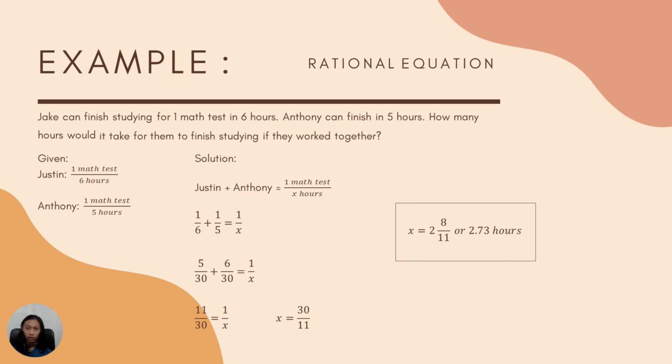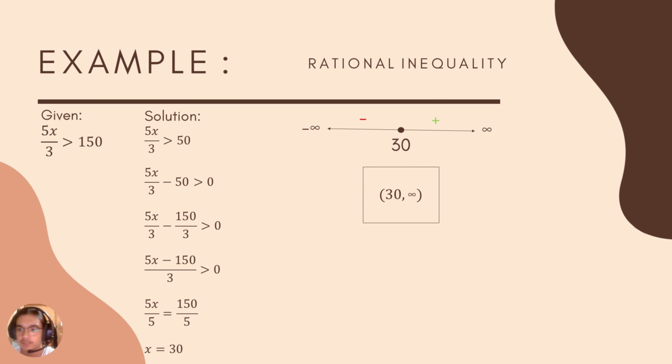Now, we first find the common denominator because they are dissimilar fractions, then proceed to add them normally. For the next step, we find the reciprocal of both sides in order to isolate x. After that, since our answer here is an improper fraction, we must convert it into a mixed fraction so that we are able to get our answer in decimals, which gives us 2.73 hours.